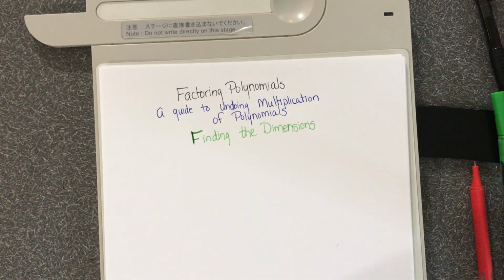So our lesson is on factoring polynomials. Factoring polynomials is a guide to undoing multiplication of polynomials. It's the opposite of multiplying. In other words, it's all about finding the dimensions.